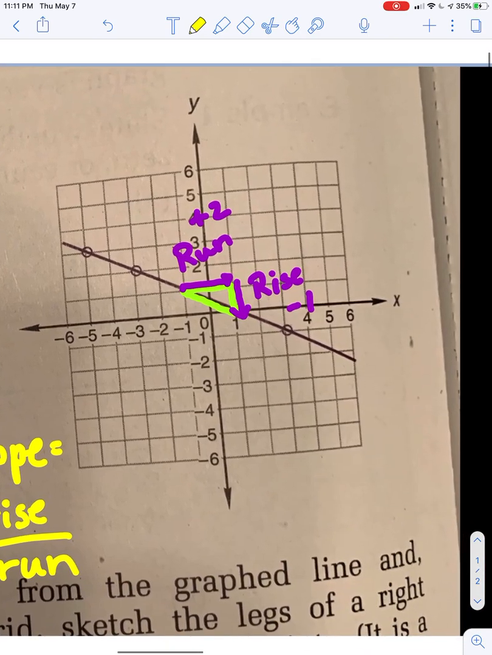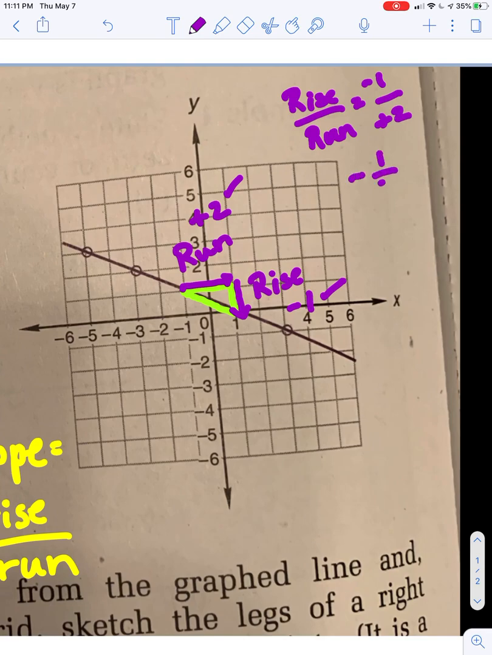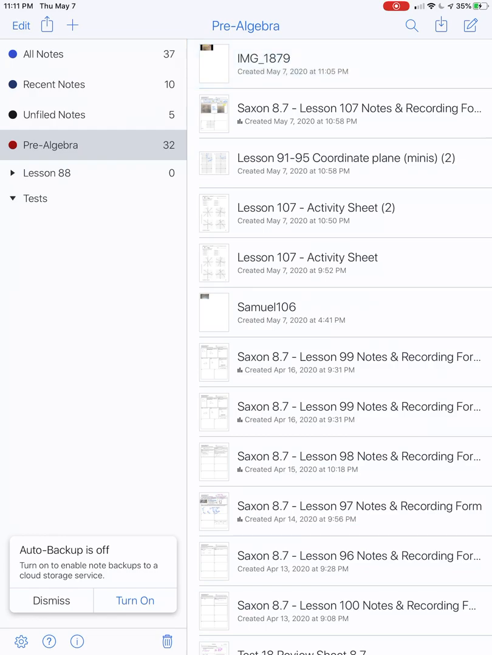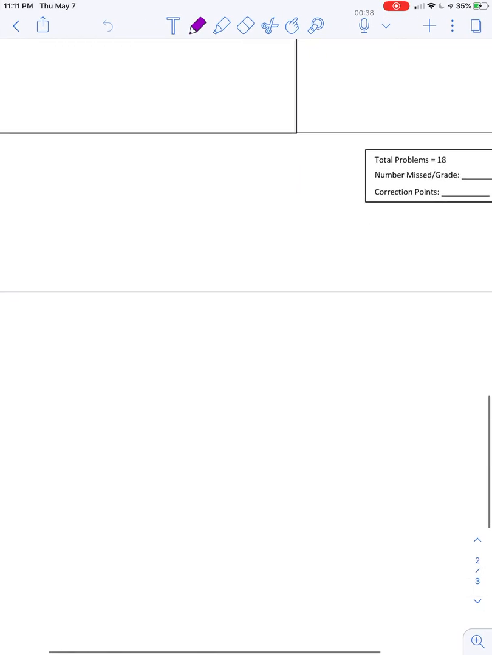Now let's go look at this one. We're still going to use rise over run because that's what we always use for slope. We said that the rise was -1 and the run was +2. So we know if you have a negative number in the ratio, just one negative makes the whole thing negative. So the slope here is -1/2. Okay? Now, let me just point out a couple more things to you, and then we're going to do example 2 together.